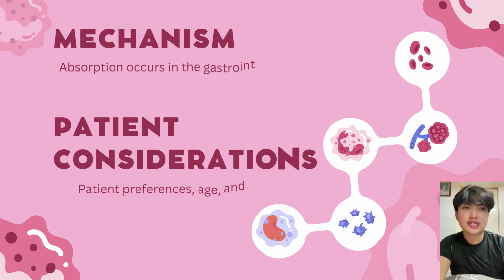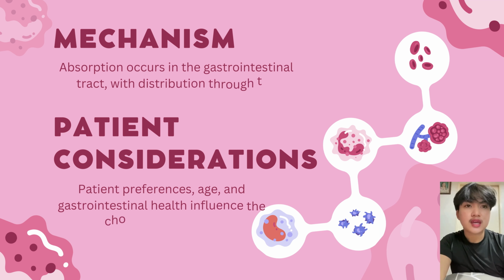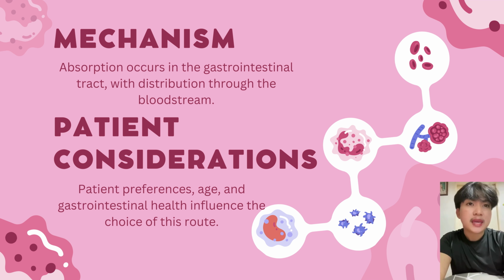Mechanism. Absorption occurs in the gastrointestinal tract with distribution through the bloodstream. So the mechanism of this route is occurring in the gastrointestinal tract and being distributed by the bloodstream, so our body can absorb the specific medication. For patient consideration, patient preference, age, and gastrointestinal health influence the choice of this route. So we need to consider if the patient is willing to take medication in tablets, liquids, or other types of medicines.